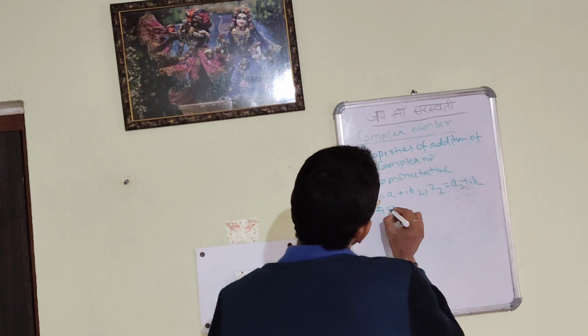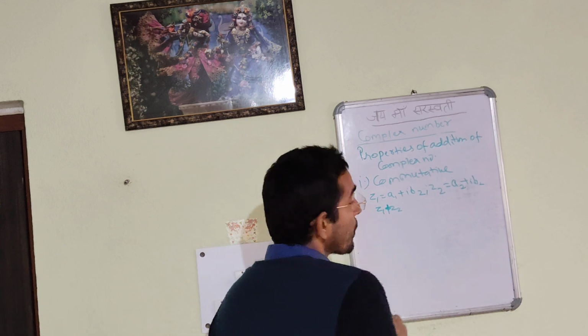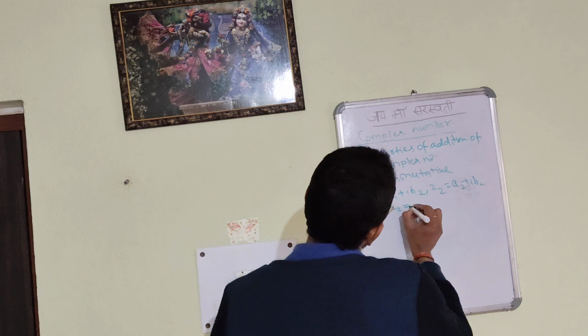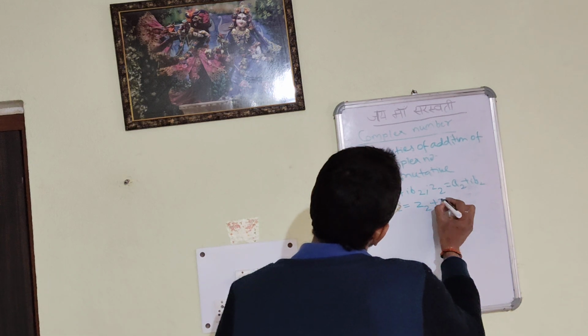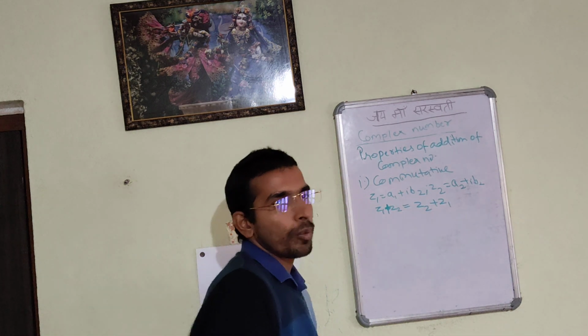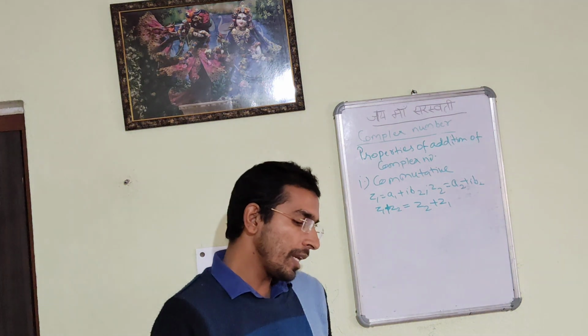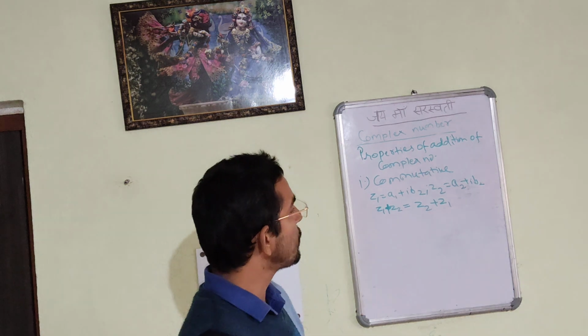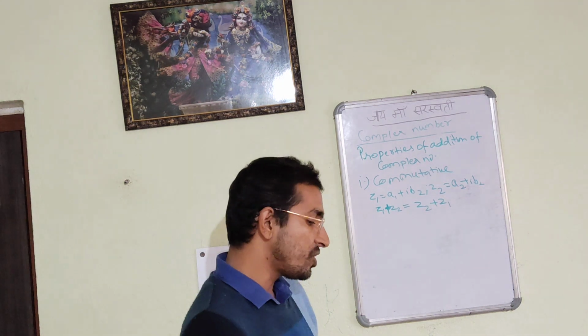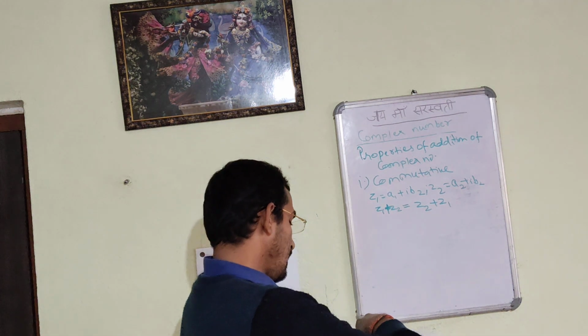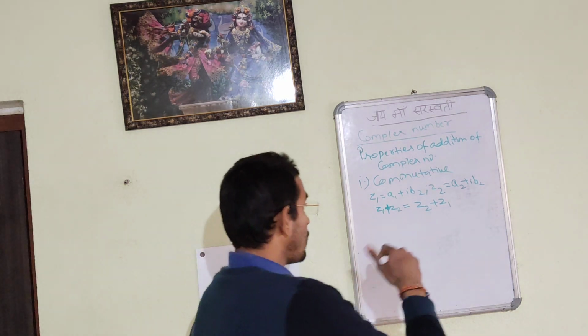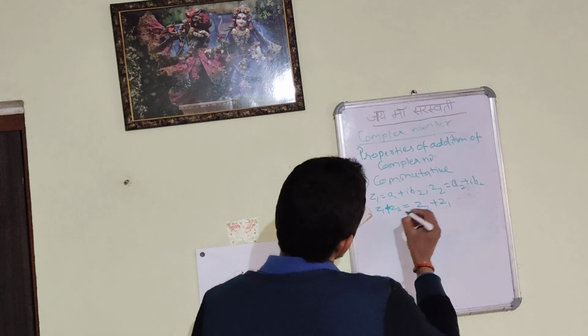Okay, so no, it is Z1 plus Z2. Z1 plus Z2 is equal to Z2 plus Z1. It is the commutative property. Suppose A plus B is equal to B plus A. Similarly, in the same case also, Z1 plus Z2 is equal to Z2 plus Z1. So in this case we will check how we will be verifying also.